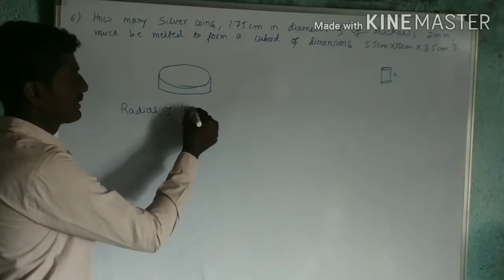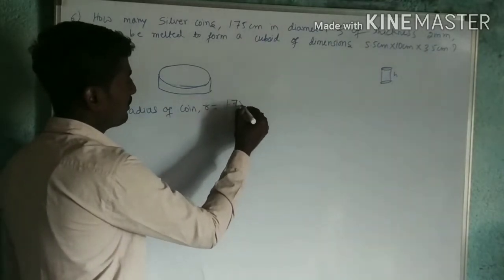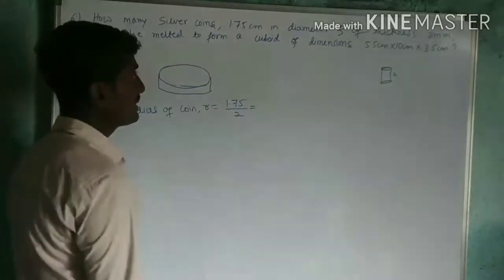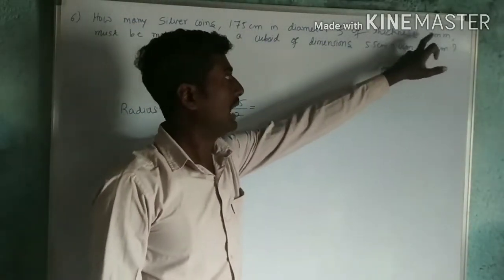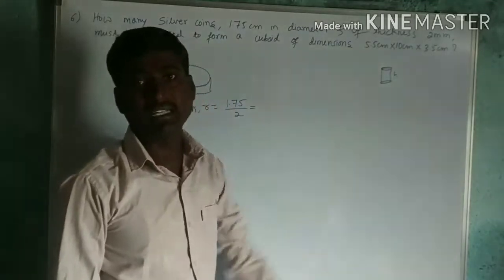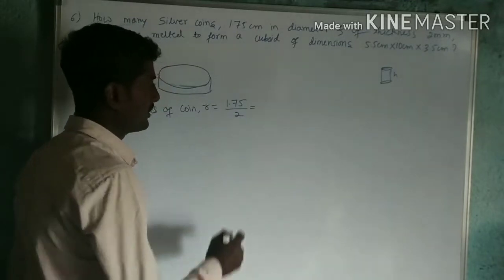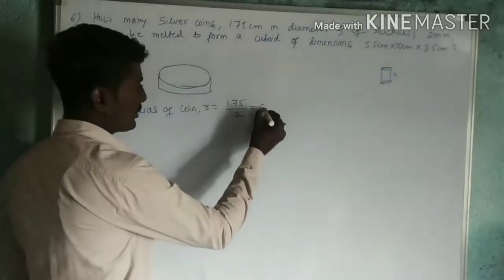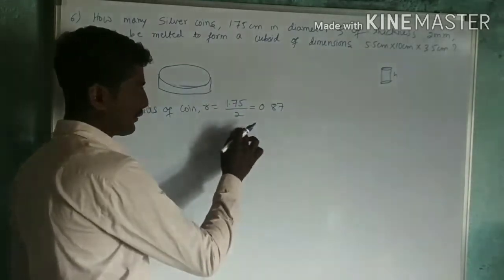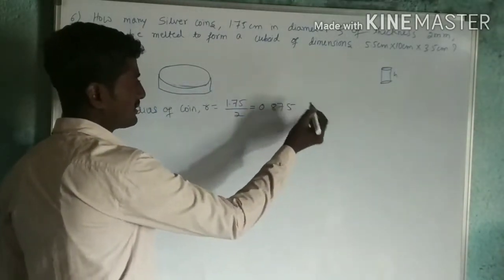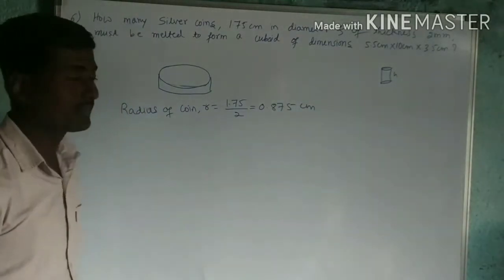For the radius of the coin or cylinder, I'll take 1.75 divided by 2, in centimeter. All these are in centimeter; I will convert this 2 mm into centimeter. Divided by 2: 8 2s are 16, carry 1, 15; 2 7s are 14, carry 1, 10. So it is 0.875 centimeter. It is the radius of the coin.